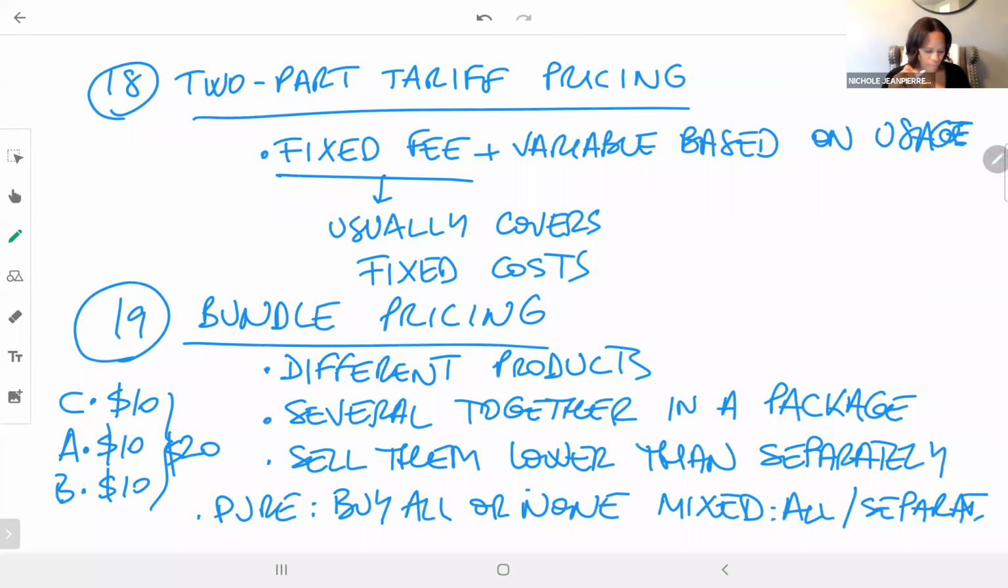Okay. Hey, Nacho, before you go to block pricing, can you just tell me what's the word before buy all or none? What is that word? Oh, pure. Pure. Okay. Thanks. Pure. Buy all or none versus mixed, which is here. Typically, companies go for pure bundling.